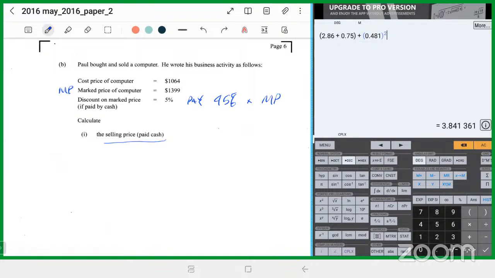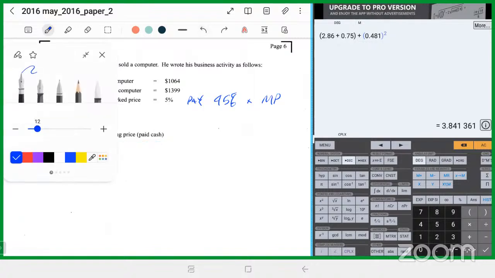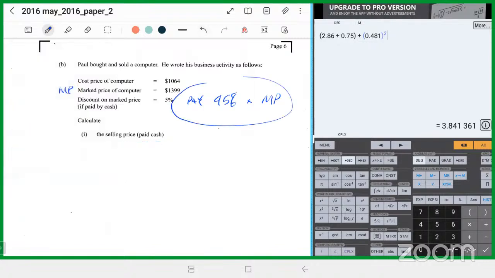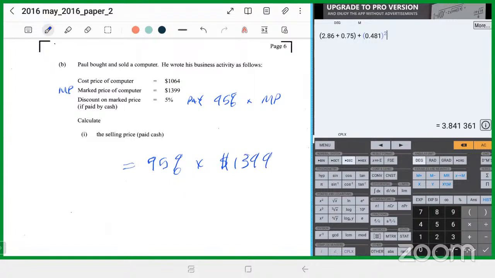So the person is paying cash. This is the selling price. It's this one, right? So the selling price becomes equal to the same 95% that we said. 95% times the mark price of 1,399. That's the selling price.